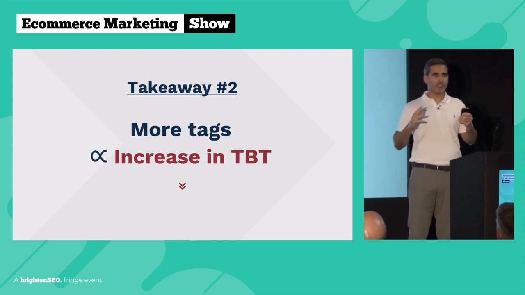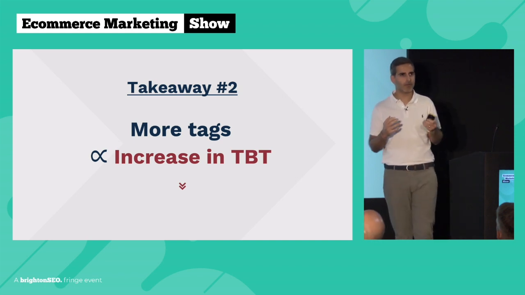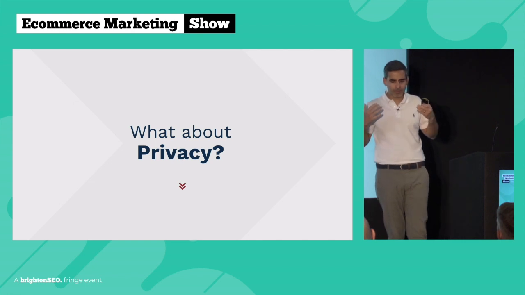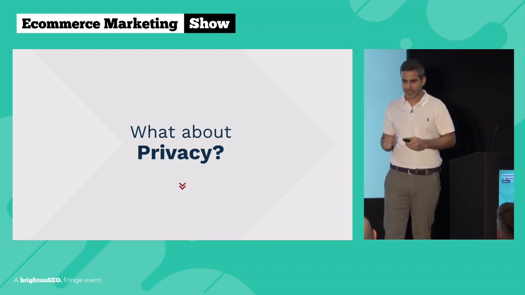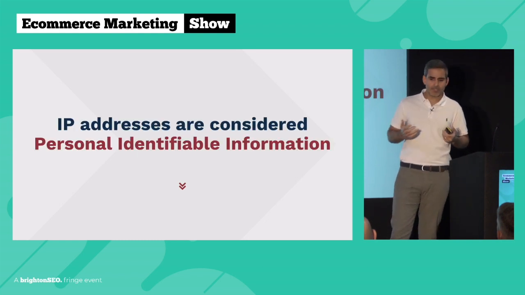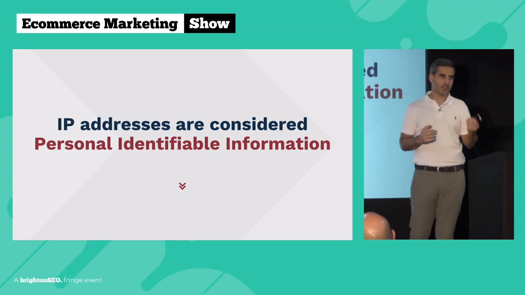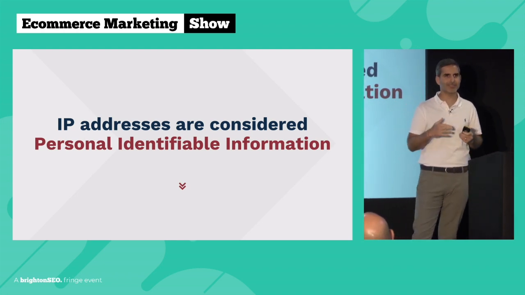Now, in the last years, we're hearing a lot more about privacy. Privacy has become a bigger focus. So what about privacy? How does putting these tags or code onto our site affect privacy? Nowadays, IP addresses are considered personally identifiable information, which basically translates to there is a penalty for using this incorrectly.